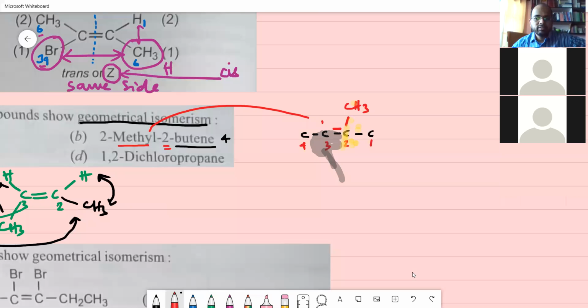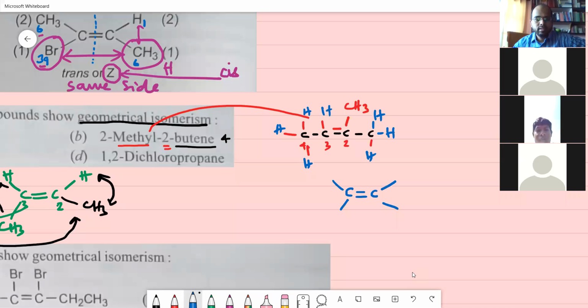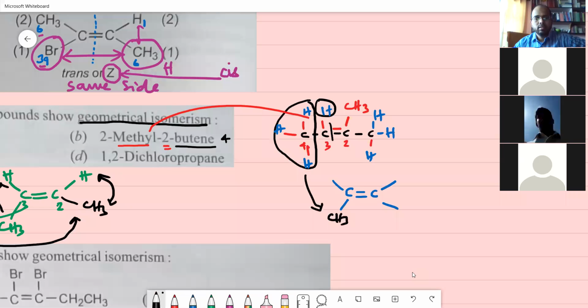So you have to now satisfy everything. H, H, H, H, H, H, H. Now the structure is C double bond C. This CH3 here, this H here, and this CH3 attached to the 2 atoms here, and this CH3 here.